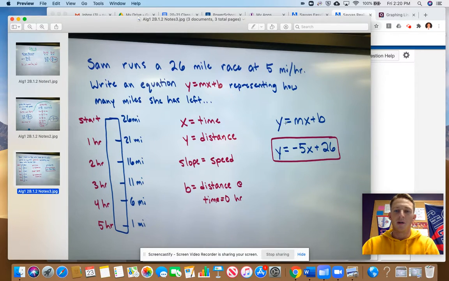So we're going to write our equation y equals mx plus b. For every hour, we have 5 miles left or less. We have ran another 5 miles. So we have 5 miles less. We're taking away 5 from 26 every time. And we started at 26 miles to go. So our equation is y equals negative 5x plus 26.